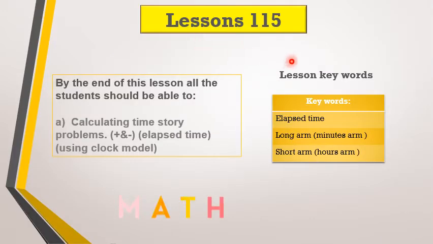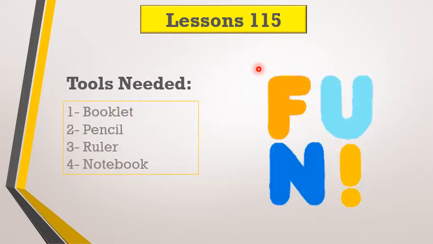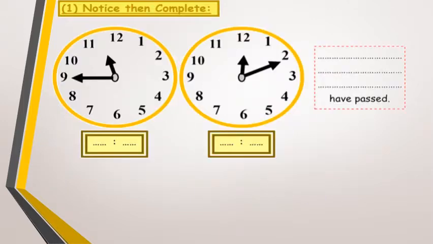At the end of this lesson, you have to know how to calculate the time in story problems and calculate the elapsed time using the clock model. The keywords for this lesson are elapsed time, long arm (minute arm), and short arm (hour arm). Before we start our lesson, please bring your pencil, your booklet, your ruler, and your notebook or copybook.